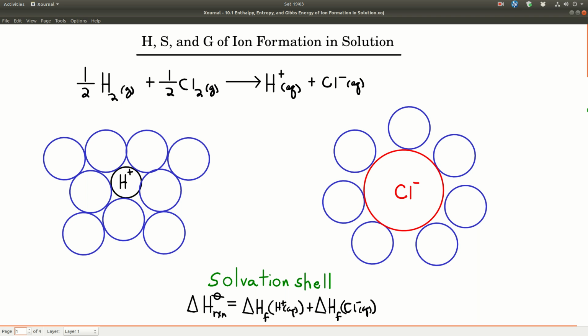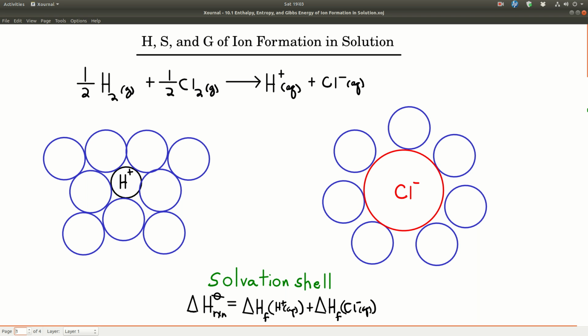One important thing that happens is that when these ions are in solution, they have a solvation shell. So for example, the hydrogen ion is going to form fairly strong Coulombic interactions with the water molecules because they're polar. And it's going to have this cluster of water molecules, in 3 dimensions in reality, that surrounds it. Same thing with the chloride ion, and that changes everything.